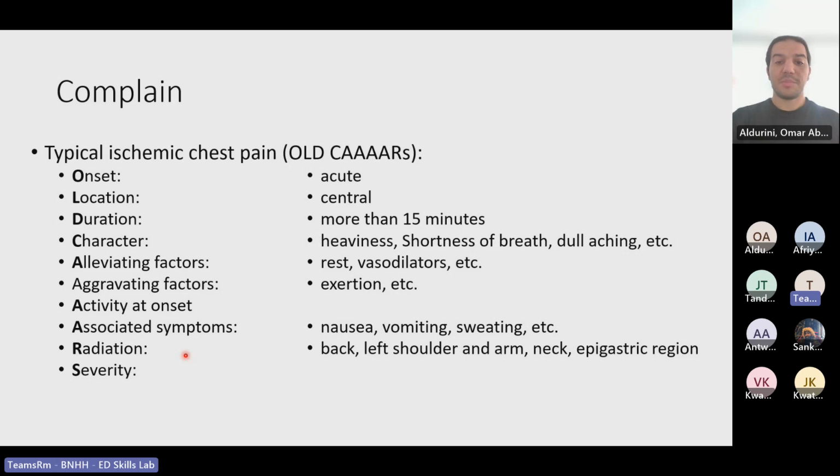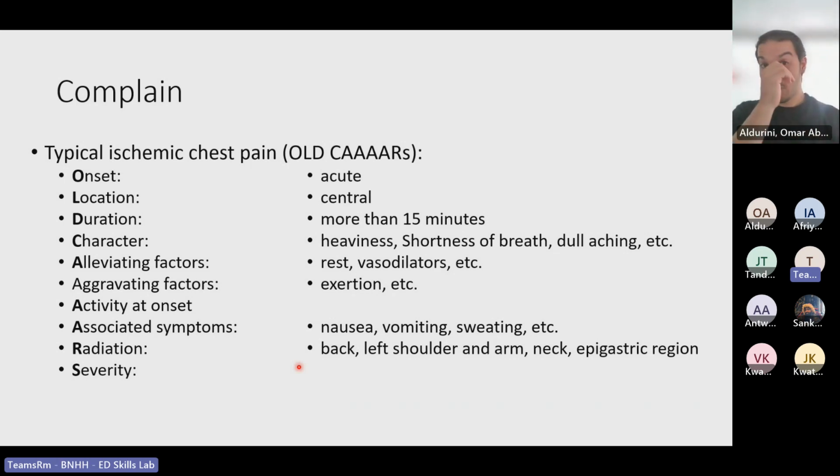Radiation. Next is R. Okay, radiation. The heart is in the center of our chest, so it can radiate to the back, just between our shoulder blades. It can radiate upwards to our neck or downwards to the abdomen. Okay, it can radiate to both arms as well.